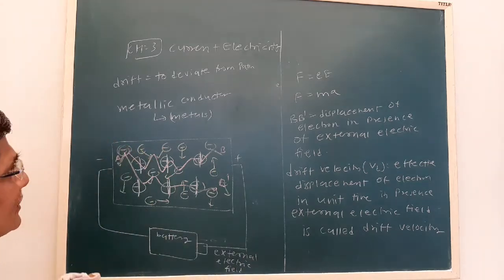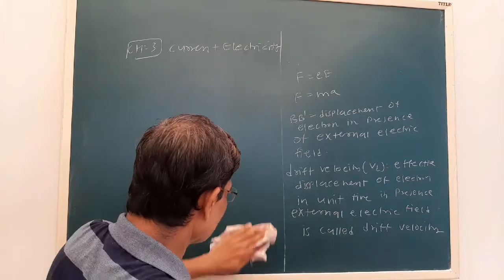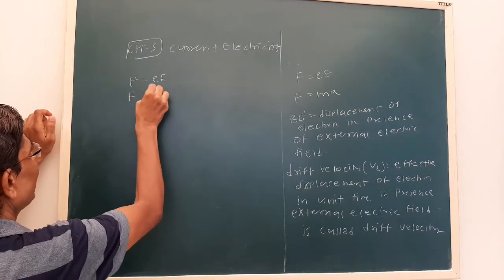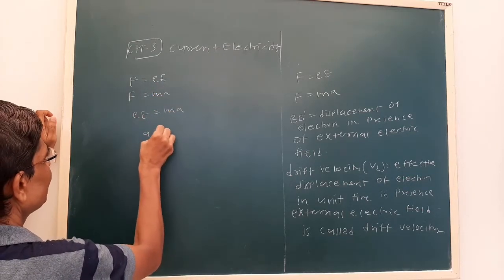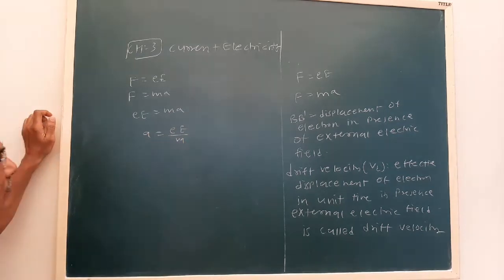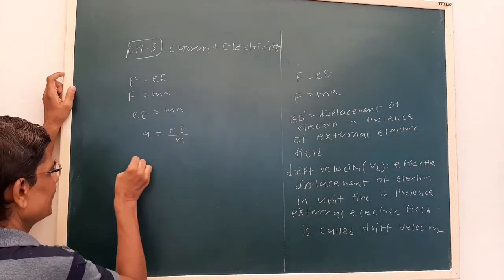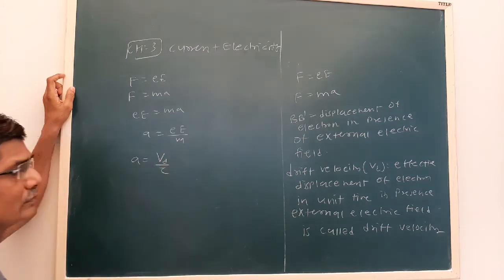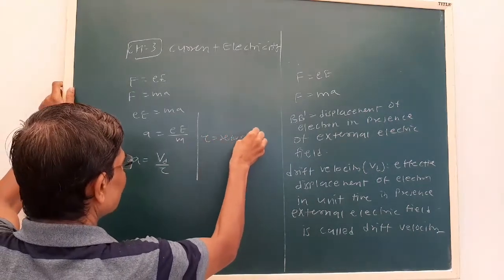Now see, we have to establish a relation that will be helpful to us later on. Now we know the equation F is equal to eE, F is equal to ma, so eE is ma, so a is eE by m. Now acceleration is velocity upon time. Here acceleration we represent in terms of the drift velocity, Vd upon tau. Now this one is new for us. Tau is called the relaxation time.